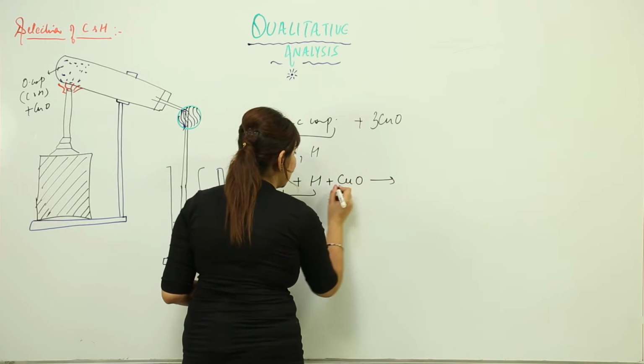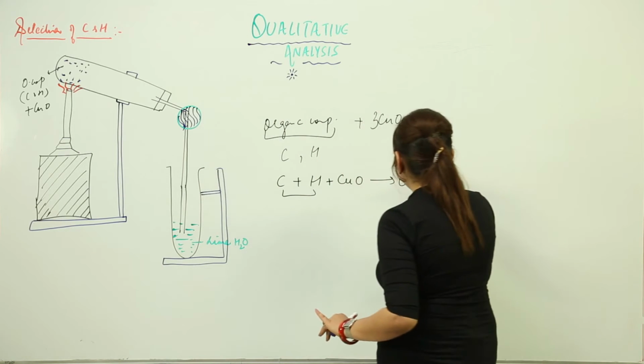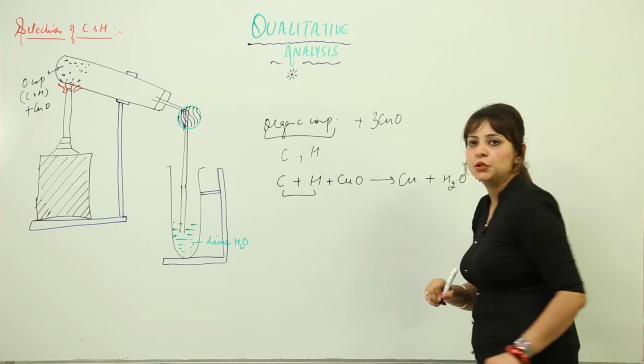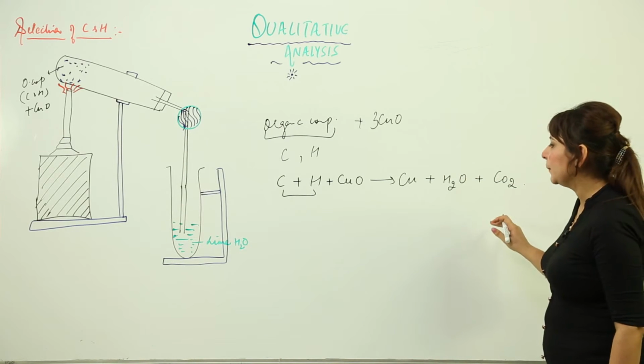We are adding copper oxide. So what do we get? We get a reaction like this. Hydrogen is oxidized to H2O, and carbon is oxidized to CO2. So this is what we see. Now how do we confirm the presence?